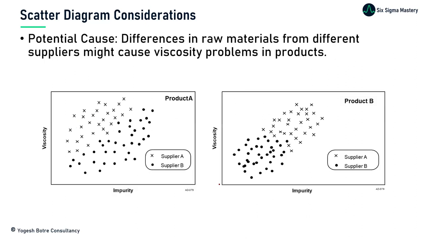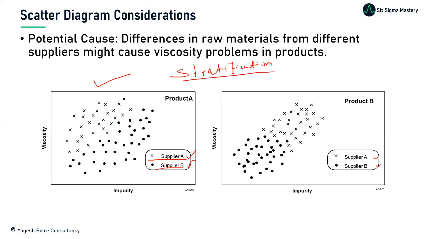You can also differentiate a scatter diagram based on different suppliers, or of course different sources. Without those suppliers or sources in place, you will not be able to interpret anything. And this is what we call stratification. Stratification means different sources, supplier A and B. If we do not have supplier A and B in place, then for this first graph, the conclusion will be that there is no relationship.